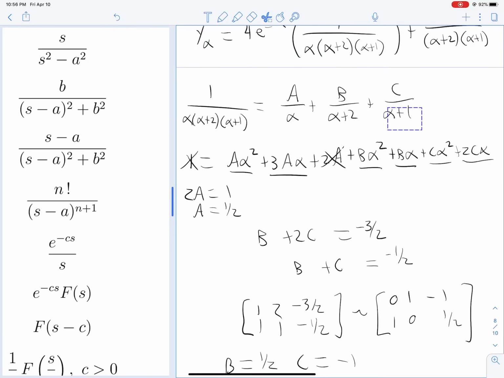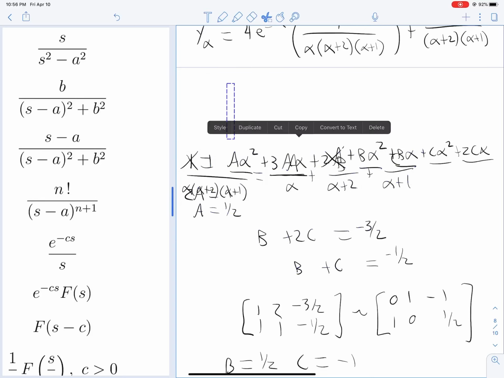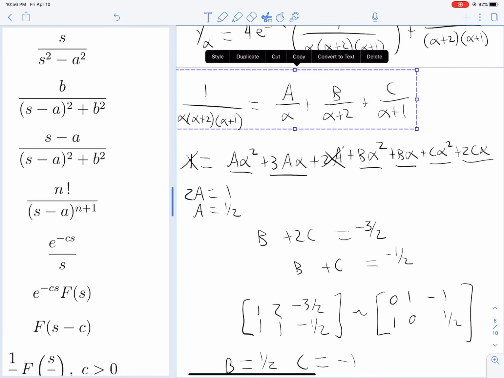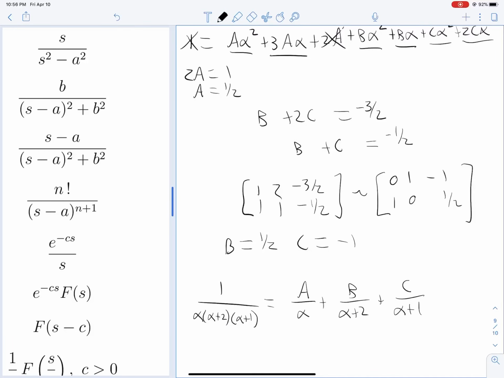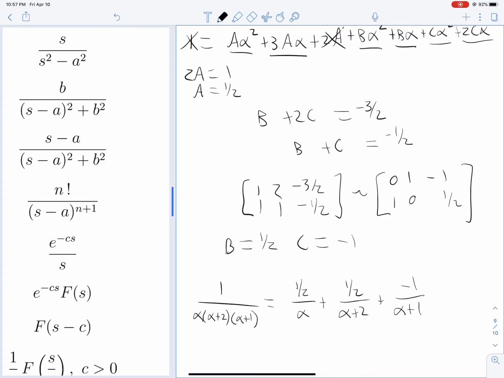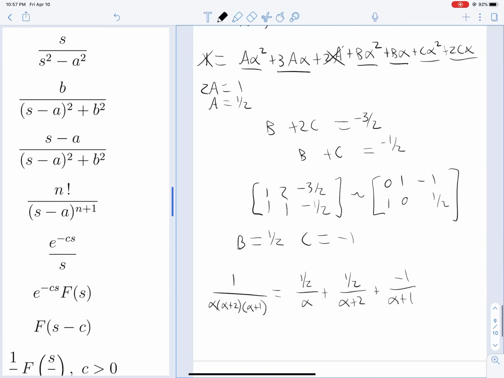So grabbing this guy back down here, we have found A is equal to 1/2, B is equal to 1/2, and C is equal to negative 1. And at this point, I'm going to pause and make sure I'm on the right track. Okay, we are looking okay at this point.